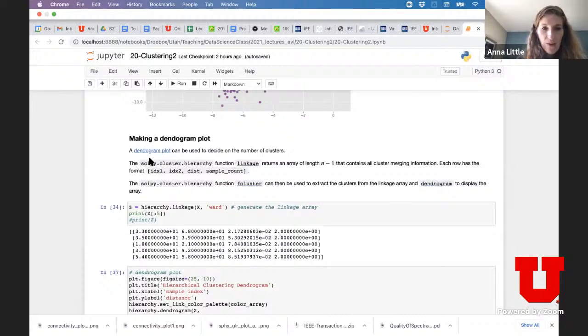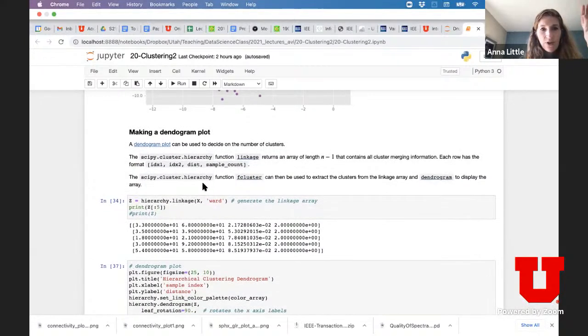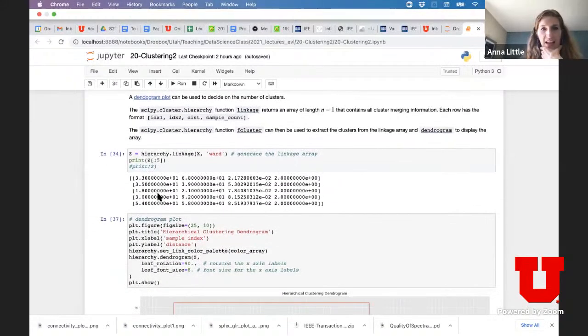Okay, so how do you actually do this? There's a function called linkage that returns an n-1 array that contains all of the cluster merging information: which clusters are joined, and at what distance they're joined. And so let's take a look at that. Then after we run the linkage function, we can run the fcluster function to extract the actual clusters from that linkage array. So, okay, let's see how we might do this.